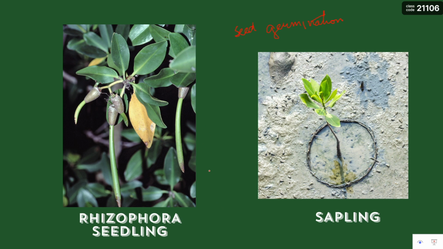Well, the first adaptation we'll see here is something called vivipary or viviparous germination. Viviparous germination means that the seeds actually germinate on the plant itself. So there would have been a flower here, and that flower would have gotten pollinated, and after the pollination, a seed would have formed, but instead of falling, the seed germinates on the plant itself. And this is called viviparous germination.